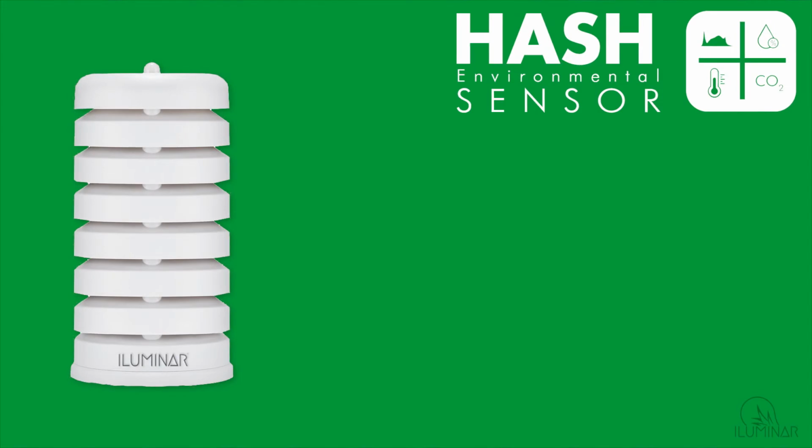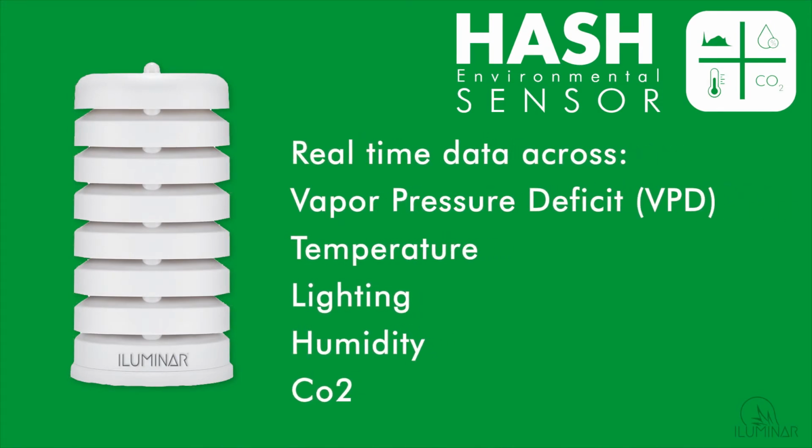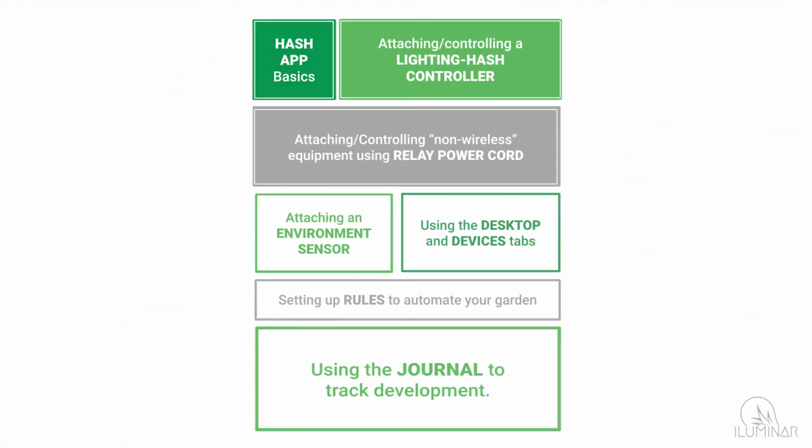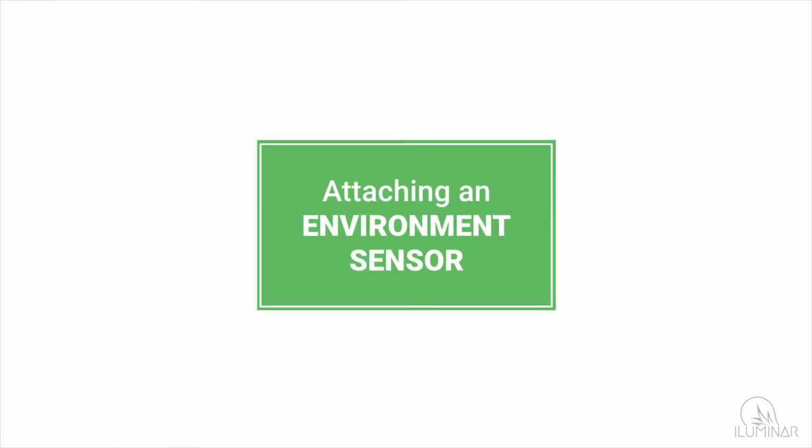But to complete any automation system, it helps to know what's going on in the garden. So why don't you attach an environment sensor or two? The environment sensor is a unique piece of equipment that gathers data from your garden.